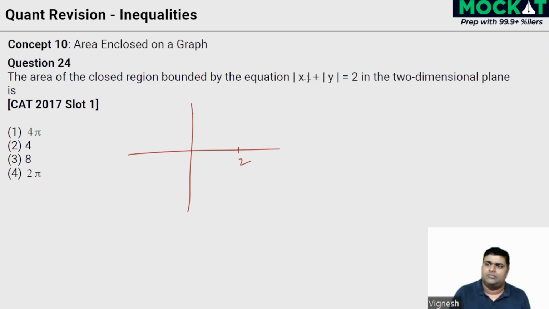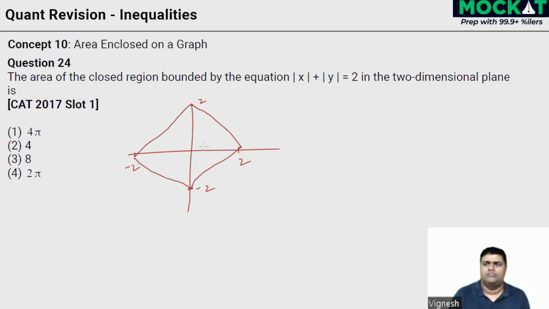What about the lowest possible value for x? It's at minus 2. When x is 0, y can be plus 2 or minus 2. We are just asked to find the area bound by this. It's a square over here.